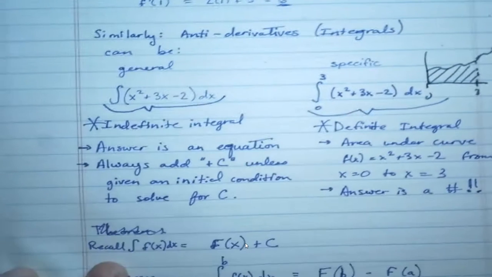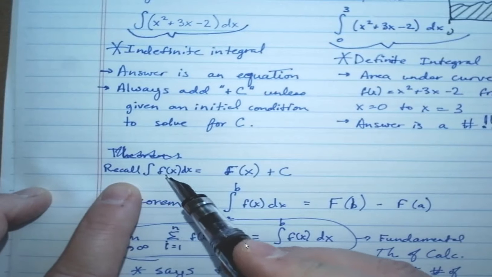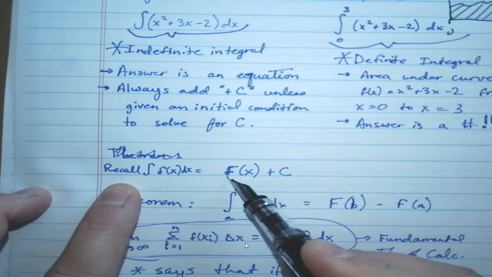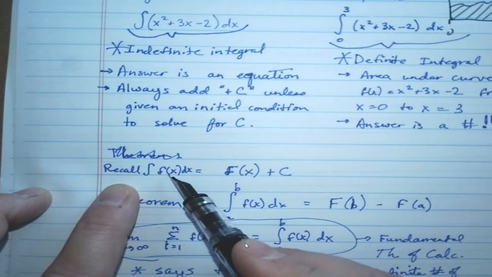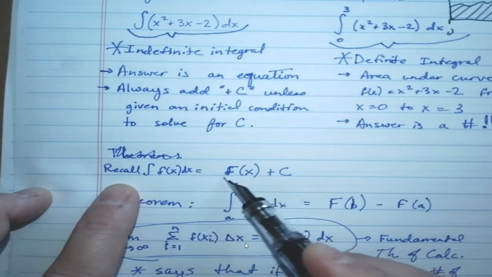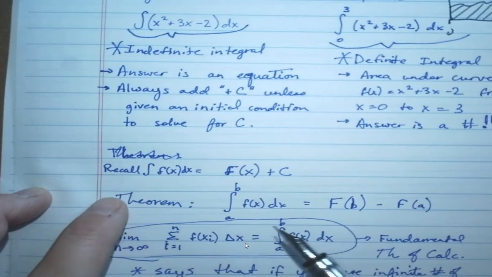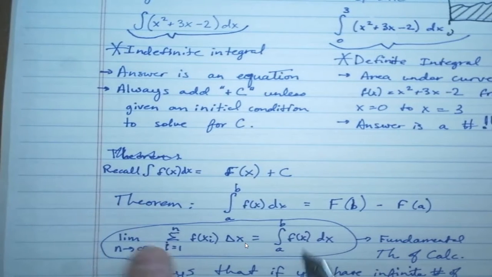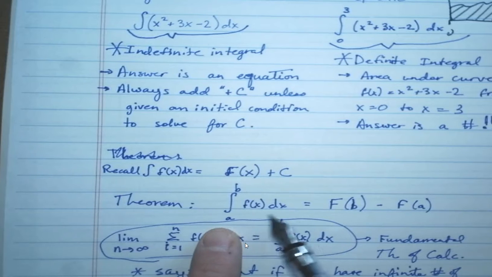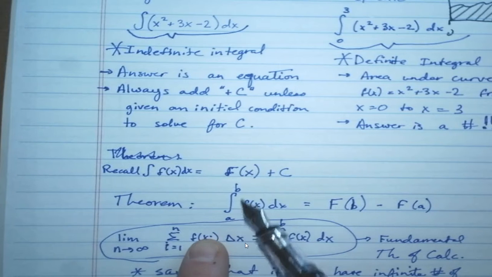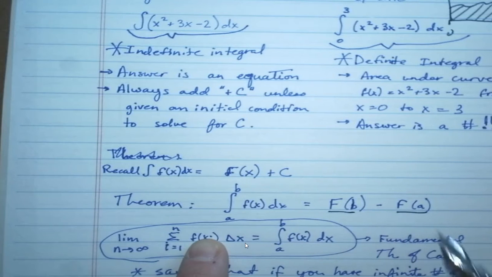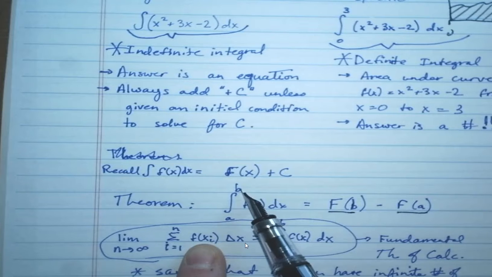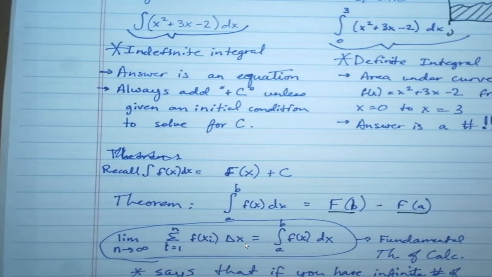Now, I want you to recall the integral of f of x dx is F of x plus c. So some function, if you take the integral, is a very similar function plus c. Now, here's a theorem for you. It says the integral of f of x dx from a to b is equal to F of b minus F of a. So it's going to be that function value minus that function value. I'm going to show you some examples of that in just a minute.